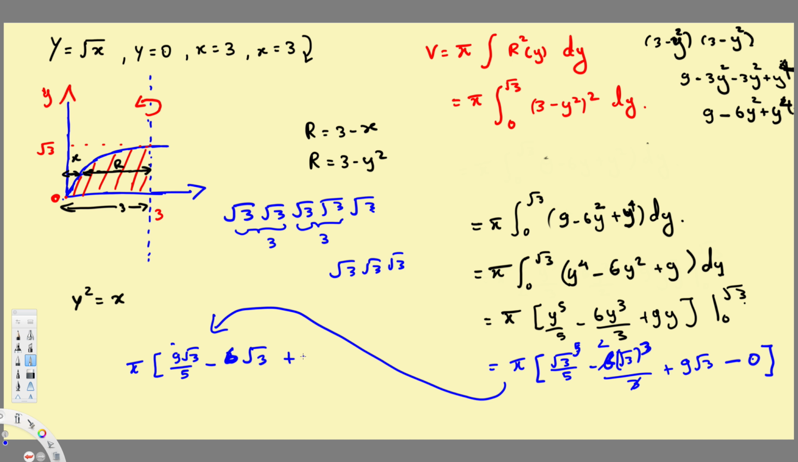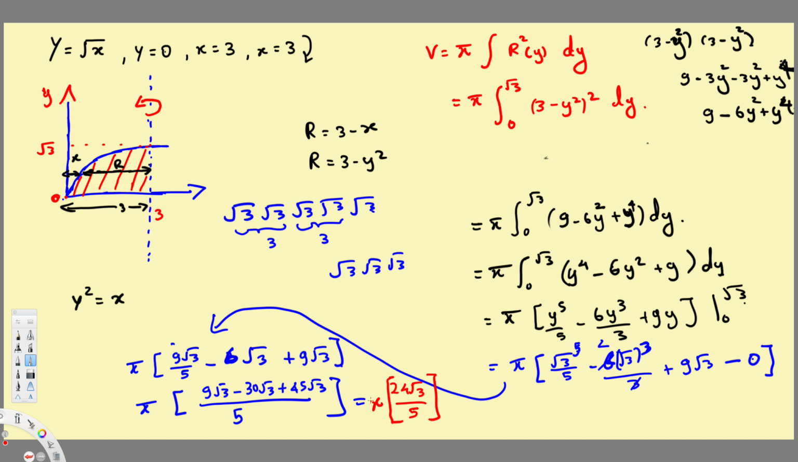And then we have 9 root 3, and let's take the common denominator right here. We are going to have 5 as our common denominator. First one is 9 root 3. If I multiply the second by 5, that's going to give us 30 root 3, and then 45 root 3. If we add them together, 45 minus 30 is 15, 15 plus 9 is 24, so 24 root 3 over 5 is going to be the final answer.